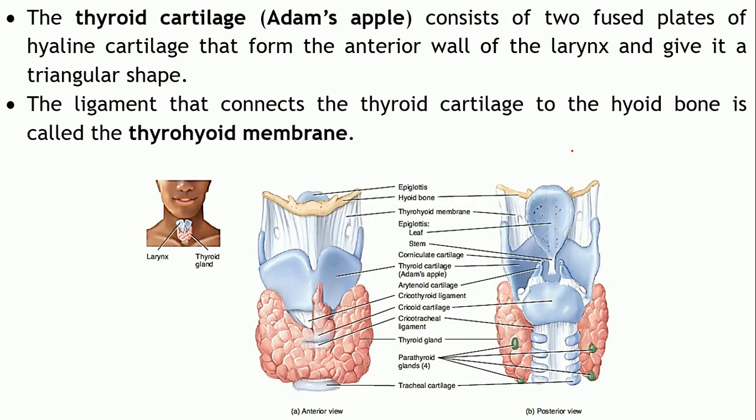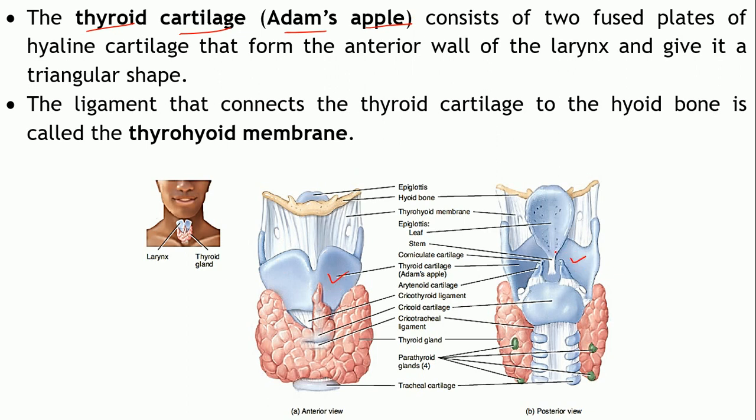Now coming to the different cartilages. Okay, so we will consider what are these different types of cartilages, of what type of cartilage it is made up of, and what are the associated structures, how it is associated with each other. Okay, so coming to the cartilages which occur singly, okay, that is the thyroid cartilage, which is also known as the Adam's apple. Okay, this is the one.